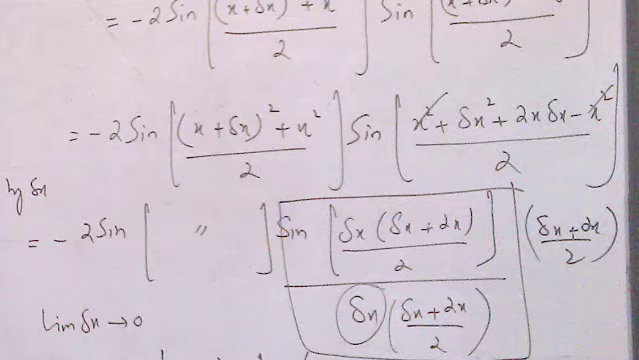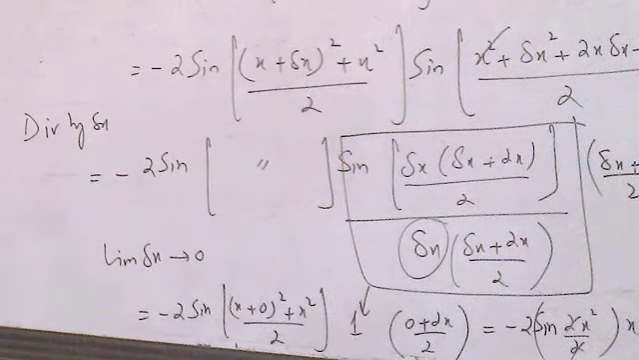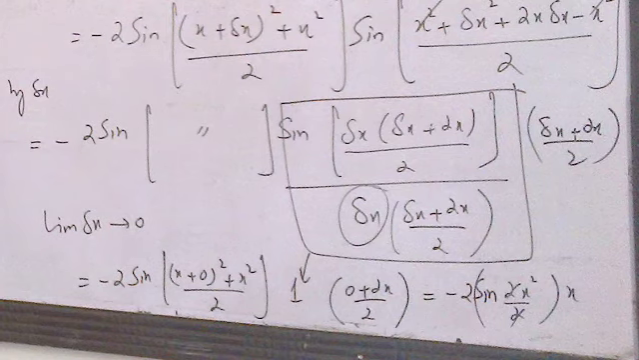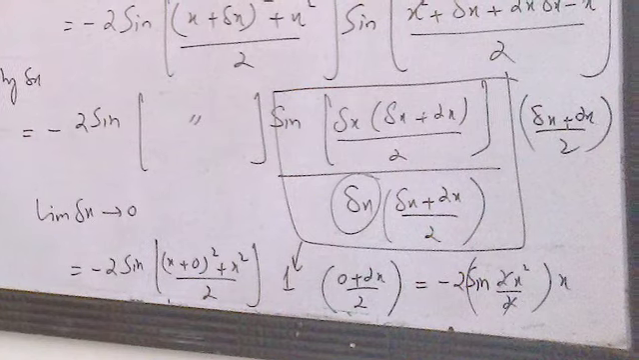Now we take delta x common in the angle. According to the formula we divide only by delta x, but to complete the formula sin theta by theta we multiply and divide by the angle 2x delta x over 2, and this part becomes 1 when we take the limit. Here is the answer: 2x sin x square.